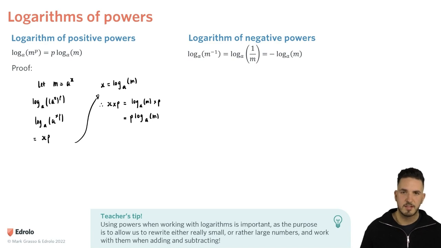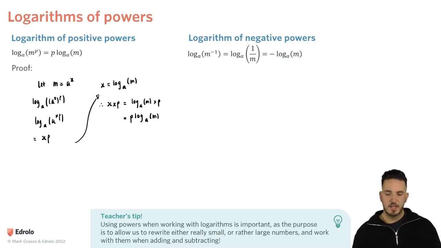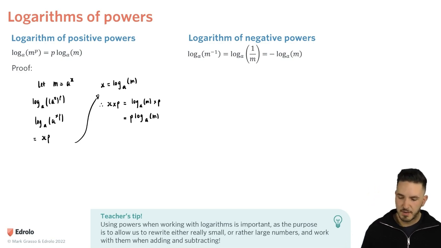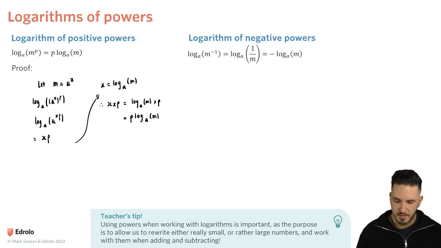So the plug law, I like to call it, you're bringing the p to the front, or bringing whatever power that is to the front, and hopefully simplifying it as you can. Now looking at logarithms of negative power, so we've got log a of m to the power of negative 1.